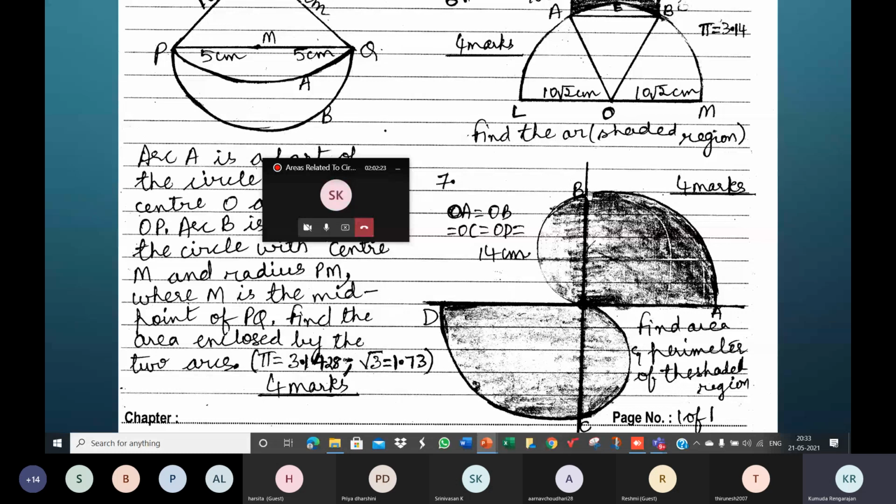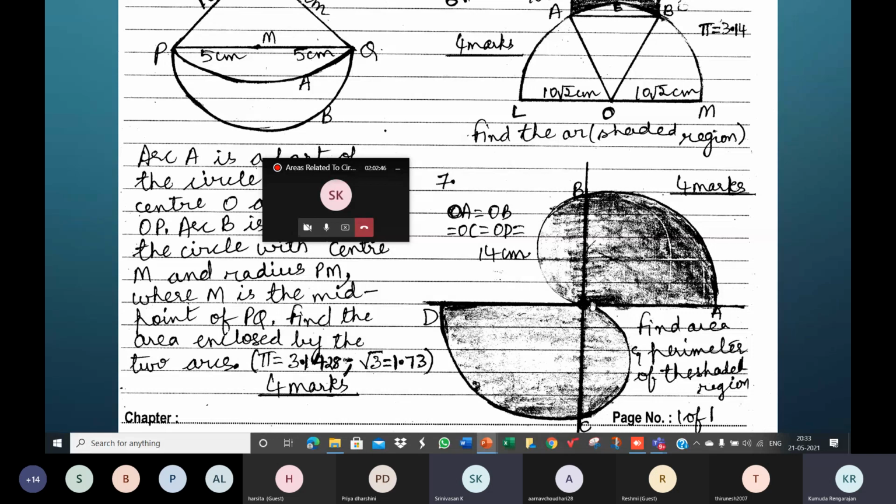So the length of the arc in the quadrant with OA as radius. All right, then the length of OA. So plus OA. Yes, you need to add OA. Should you add OA? Yes, ma'am.